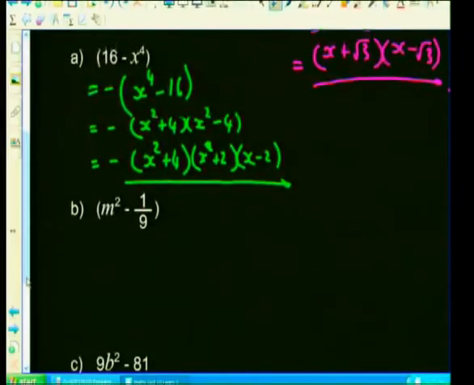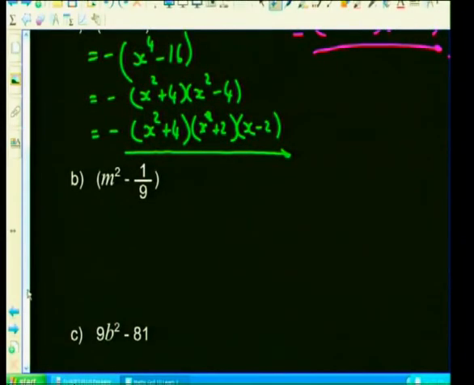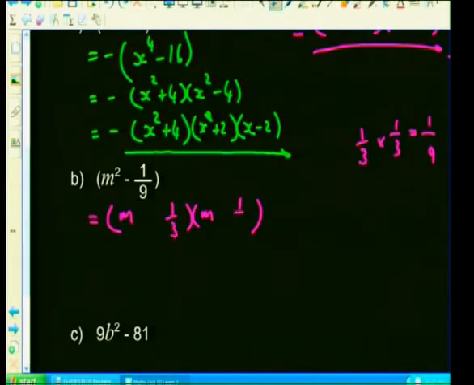Here we have m squared minus a ninth. Now, before we tackle that, a third times a third is equal to 1 over 9. Multiply tops, multiply bottoms, and we get our answer. So we know that this is the difference of perfect squares. Two brackets, an m and an m, a third and a third. One's going to be plus, one's going to be minus. Fully factorized, there we have it.